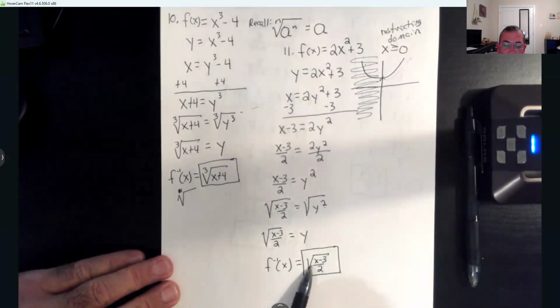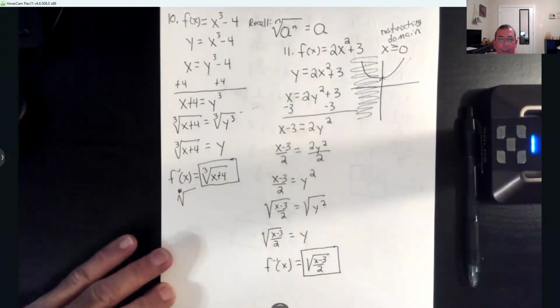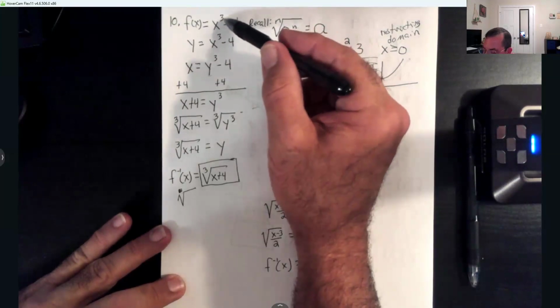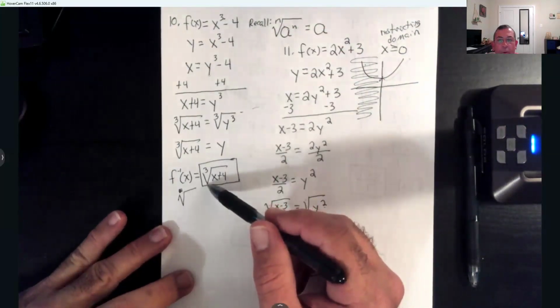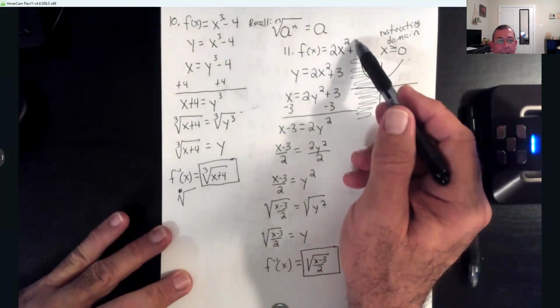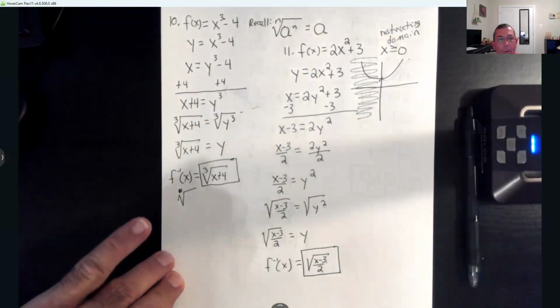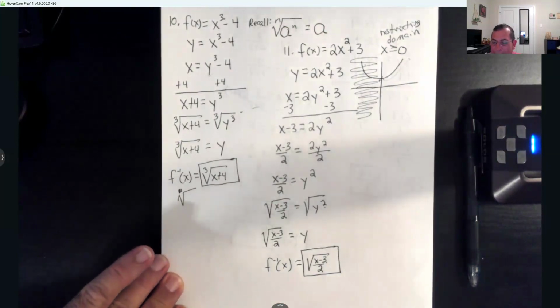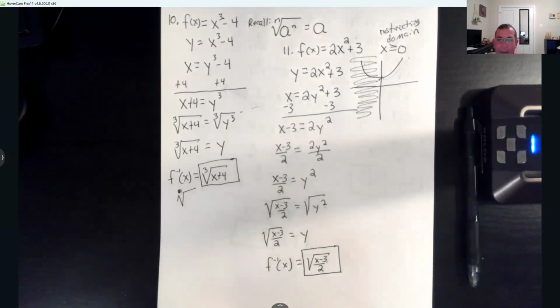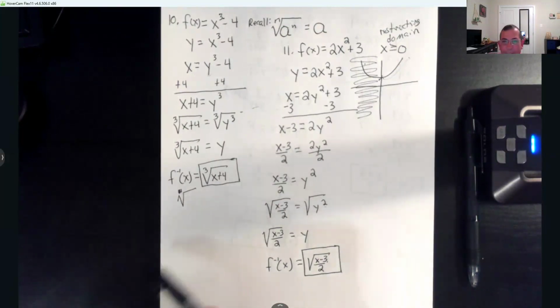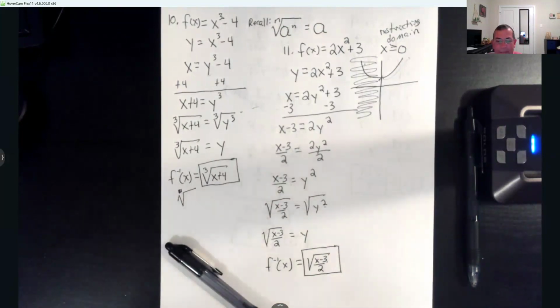So this one, you would hit the regular radical, then hit the fraction, and then put in your x minus 3 on top, and then your 2 on the bottom. Okay? So notice, cubes inverses cube roots. Squares inverses square roots. So y'all, we got one more to go in this section, and that would be our number 12. So I'm going to let y'all have just a second to write that.